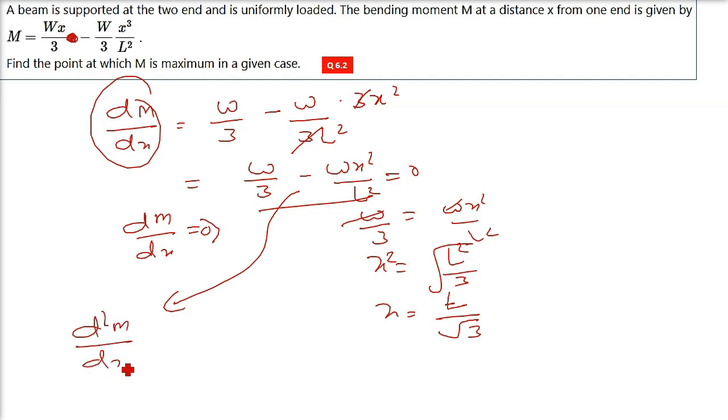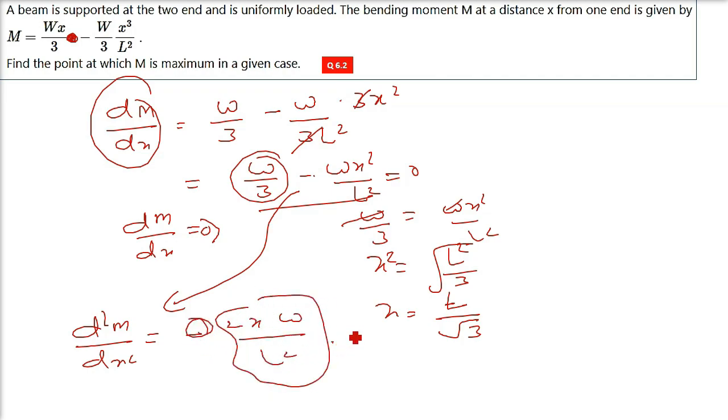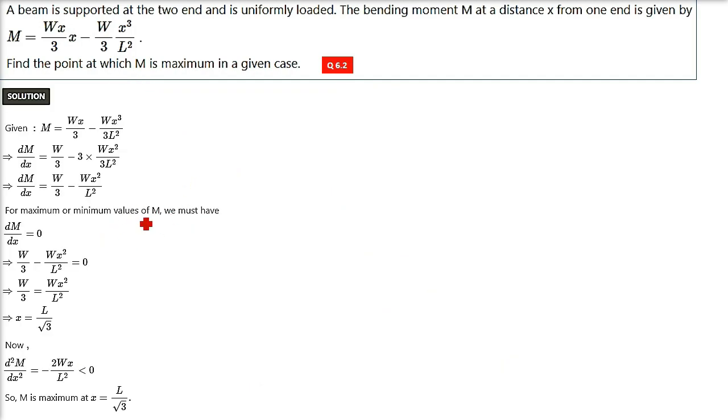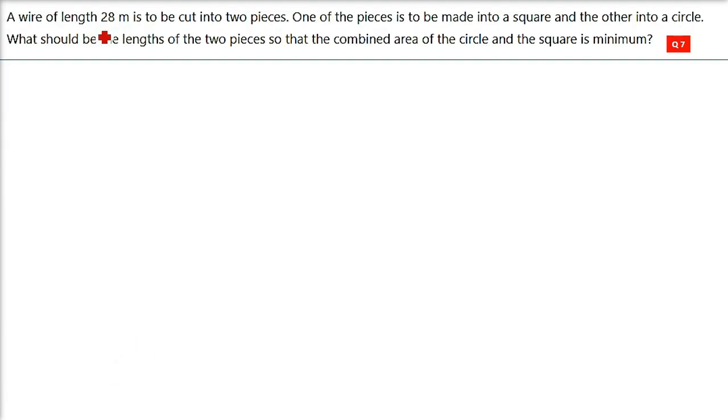So we are doing d2M by dx2. The expression of single differentiation is already in front of you. In the double differentiation, W by 3 is going to be 0. This minus W by L square will remain like this. X square will give you 2x. All of this right-hand side is positive, while the left part is negative. All those right parts will always be positive. So this is negative in the entire case, so this is going to give you the maximum. This is the value of the maximum at x equals L by root 3. All the English sentences you have to follow.